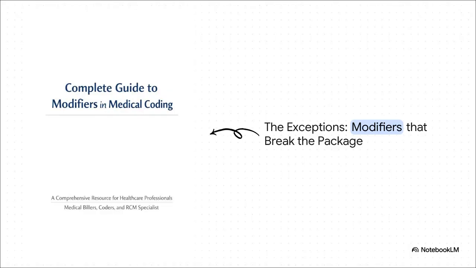All right, let's shift gears for a second and see how this builds our coding strategy. We know the rule now, right? So we need to learn the exceptions. Because how do we actually get paid for those distinct non-routine services that just happen to occur during a global period? Well, the answer is modifiers. Think of modifiers as the specific keys that break the global package lock.